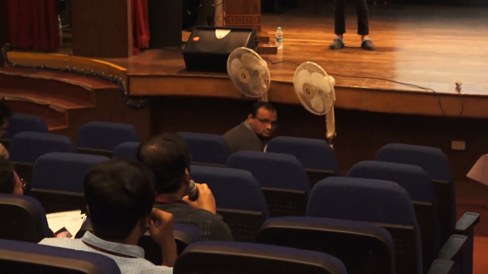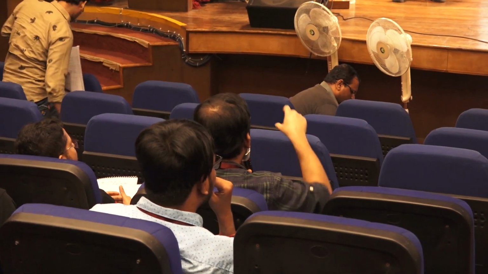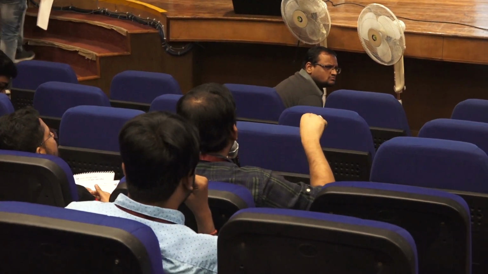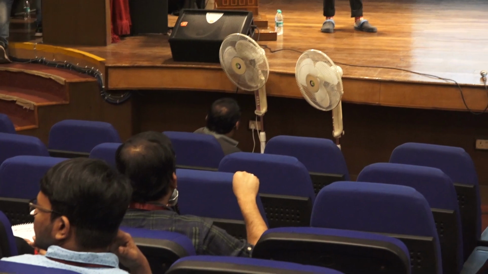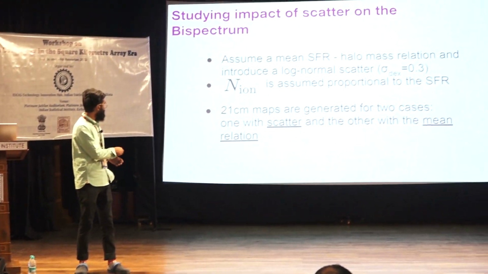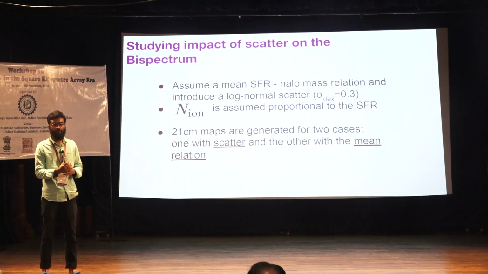Hi. So my question is, how many realizations have you considered when you take the bispectrum for the scattered models? Okay, so in this case, we actually study a single realization for both the scatter and the mean, but yes, it can be extended for multiple realizations.